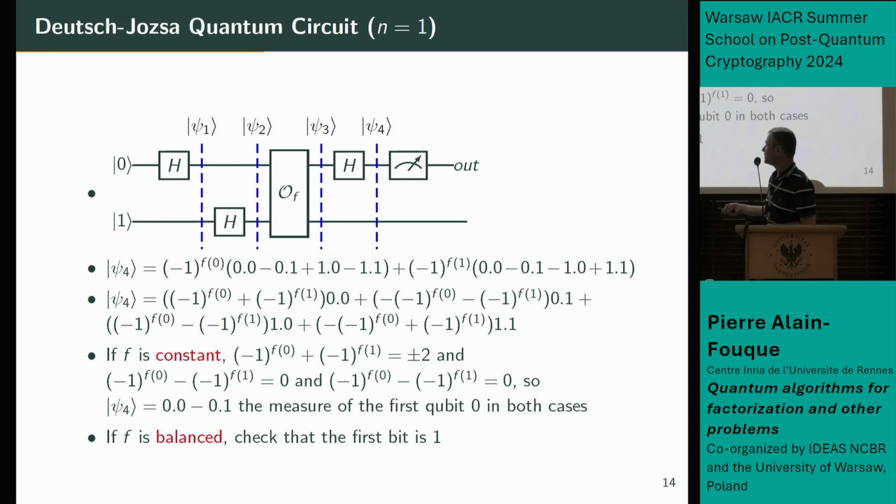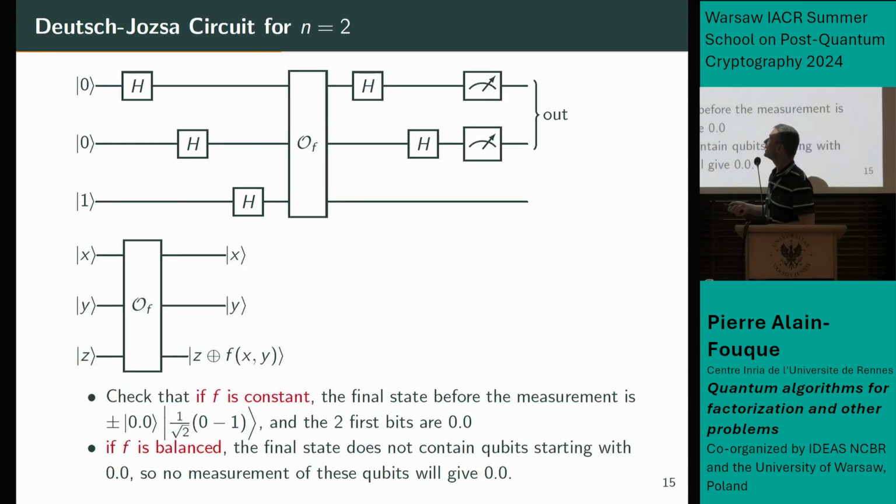Okay, and in the second case, if f is balanced, you can see that this is the other way around, and all this value cancels, and you just obtain the value here, and you can see that these two states begin with a 1. Okay? So I think this is a very simple example that allows you to maybe be more familiar with quantum computation.